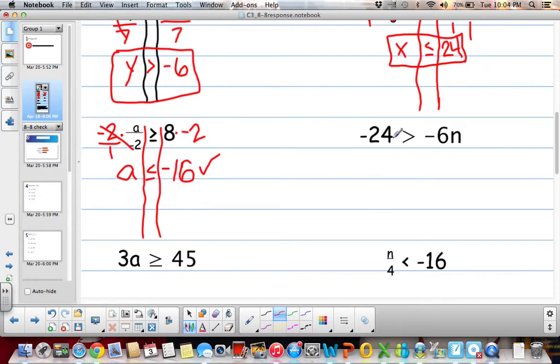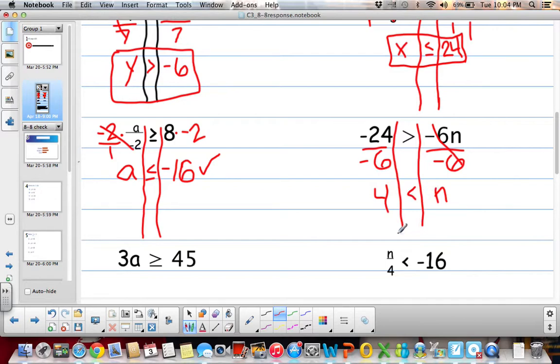Okay? Negative 24 is greater than negative 6n. We're looking at our side with the variable, so we have negative 6 times n. The opposite of multiplying is dividing. So we're going to divide both sides by negative 6. That cancels out, so we have n. And then negative 24 divided by negative 6 is 4. Because it's a negative, we need to flip the sign.